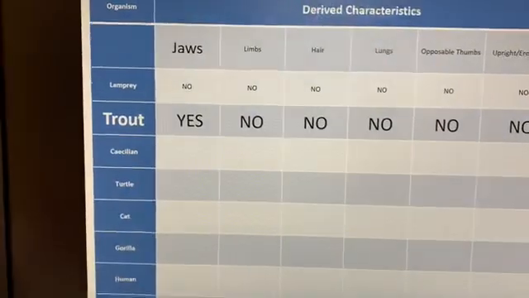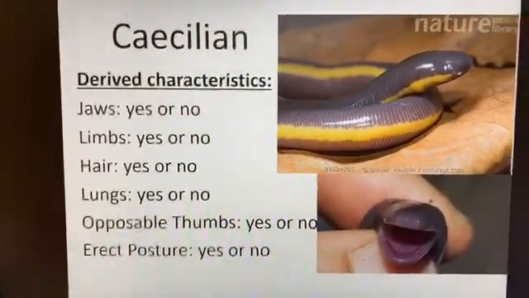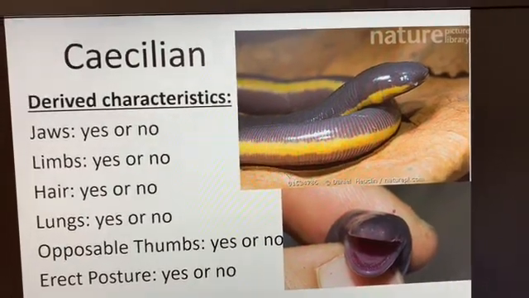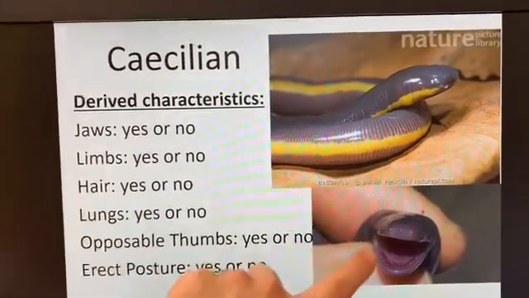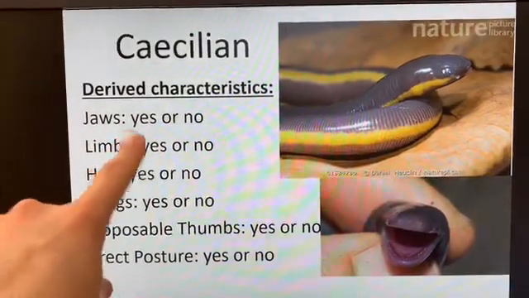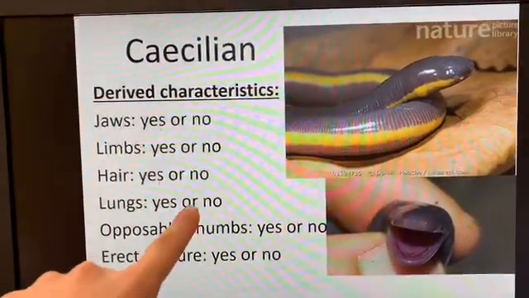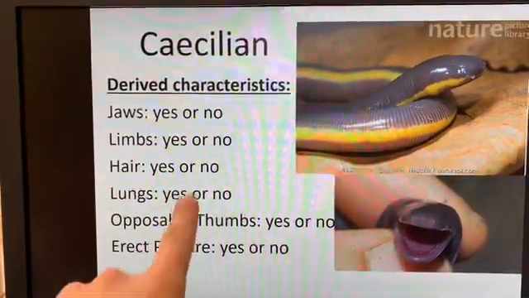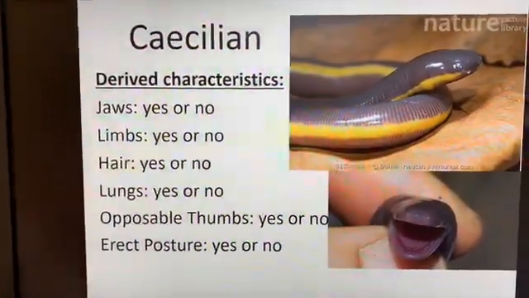Next is caecilian. You might not even know what that is, so that's why I have the pictures here. It looks like a gigantic worm, but it opens up its mouth. So jaws, yes. Limbs, no. Hair, no. Lungs: notice it's living on land, so lungs, yes. Thumbs, no. Erect posture, no.